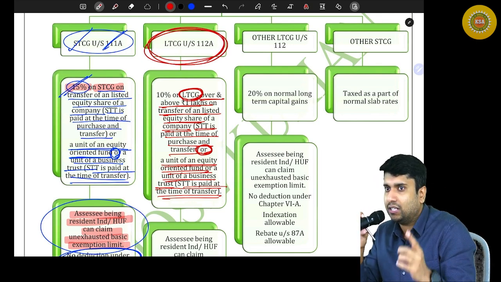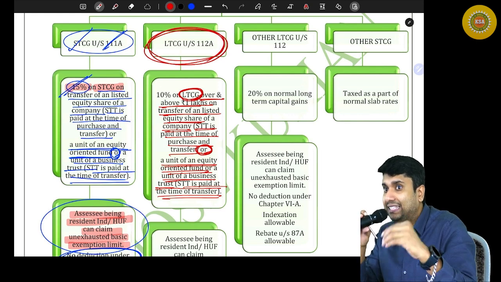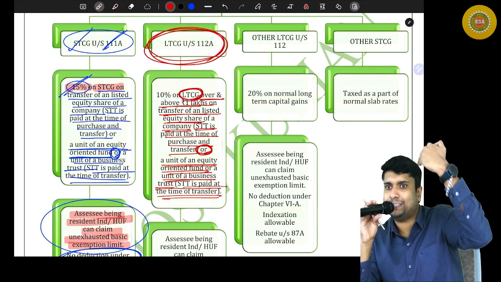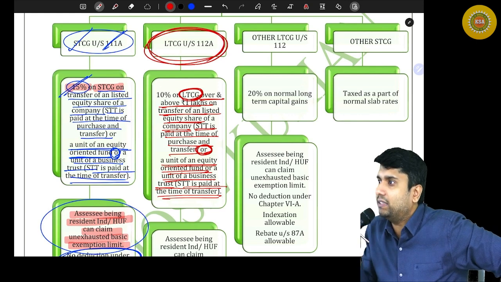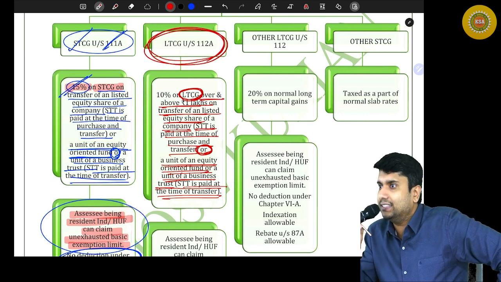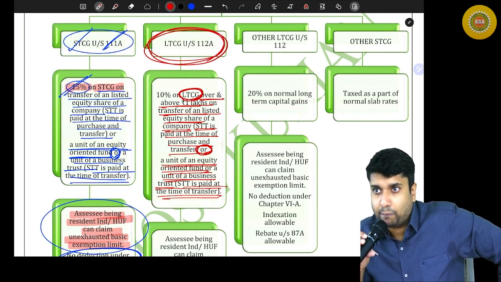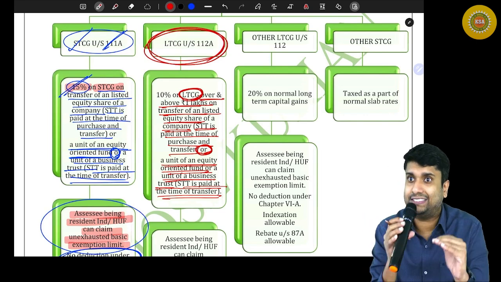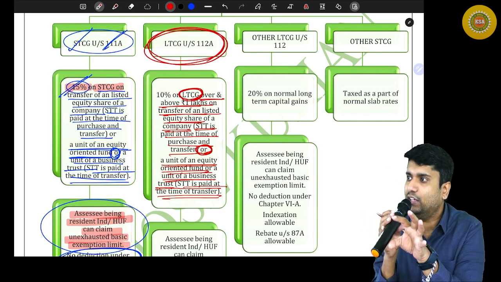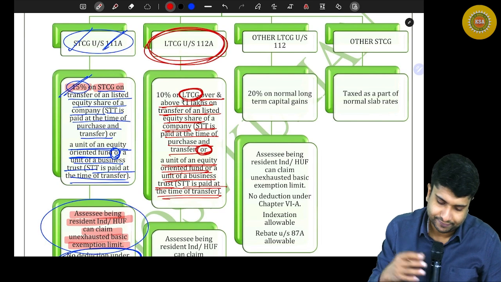If your long-term capital gain under 112A exceeds 1 lakh, only that excess portion is subjected to 10% rate of tax and the rest is not subjected to any taxes. Are you with me? Up to 1 lakh is not subjected to taxes. It's just like a special exemption limit under 112A.